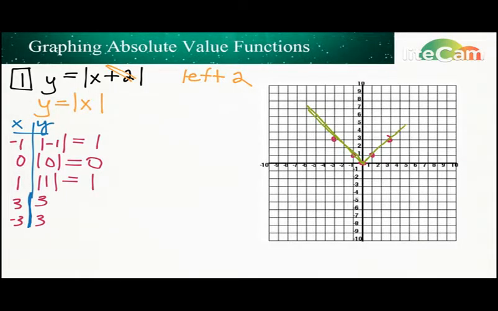Now this is the parent function. All right, I still know I need to move it left 2. So let's go do that. I'll take those lines off and I'll move everything left 2. Okay. And then I'll draw the graph.